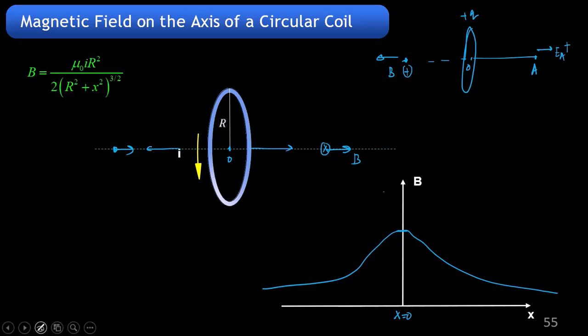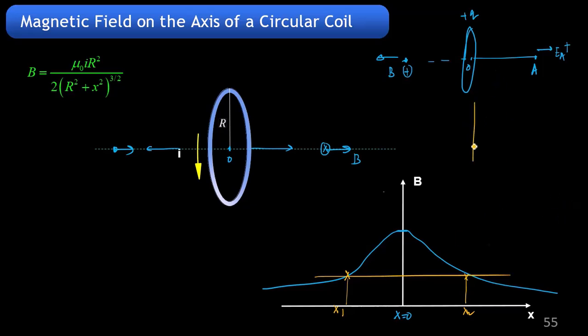But on the right hand and left hand side, there are two positions. Let us say one position is X1 and another position is X2, where the magnetic field will be the same. And that is another difference from the electric field.